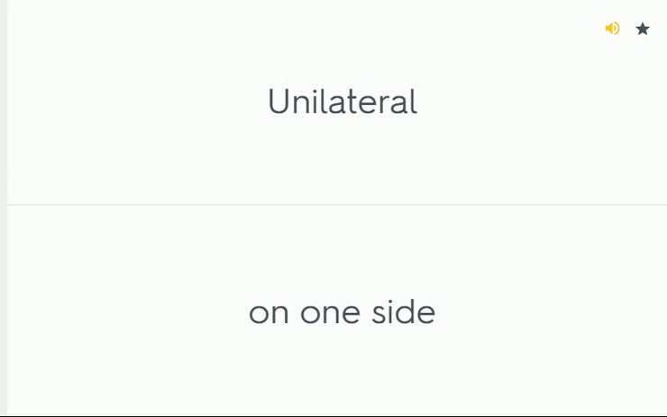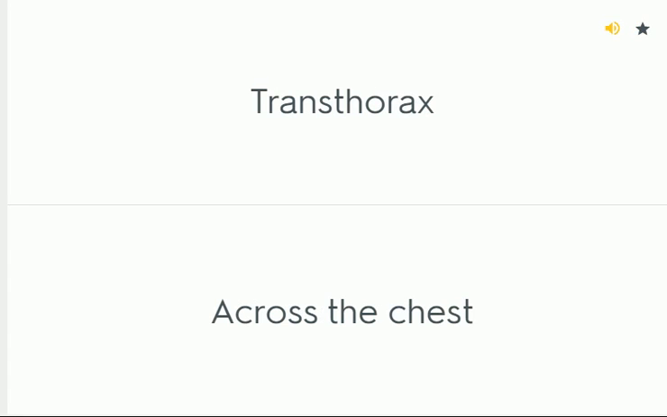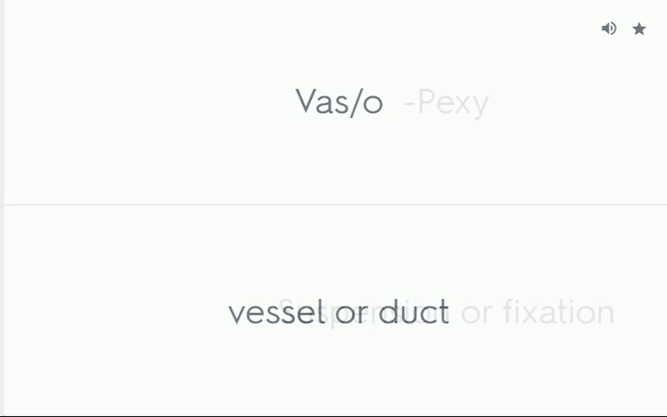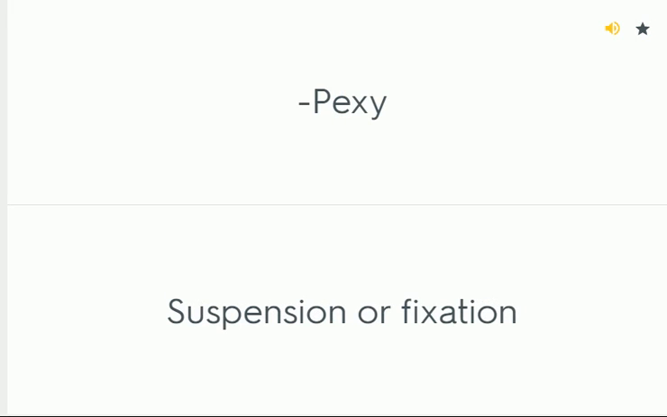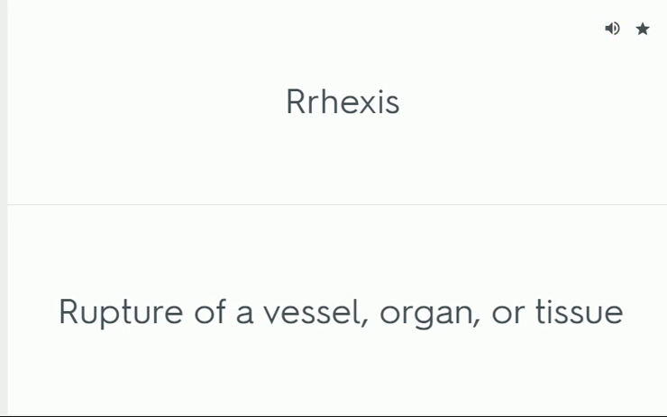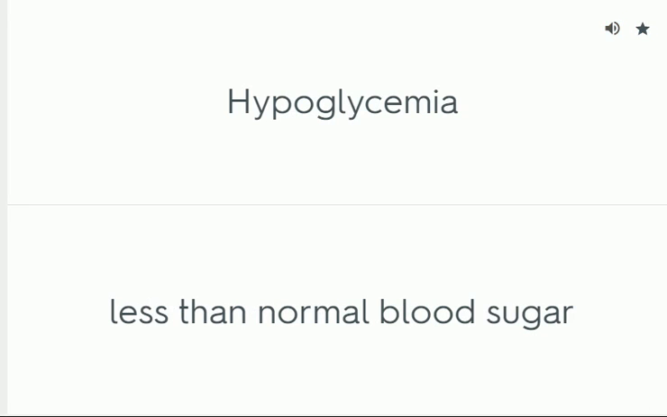Unilateral: on one side. Transthorax: across the chest. Vaso: vessel or duct. Pexy: suspension or fixation. Abortion: termination of pregnancy before viability. Rhexis: rupture of a vessel, organ, or tissue. Hypoglycemia: less than normal blood sugar.